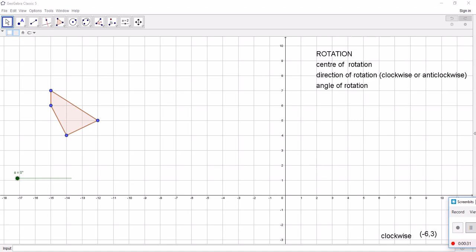Now, to be able to do that, you need 3 things. You need a centre of rotation. So, for instance, the hands of your clock rotate around the very centre of the clock. So where your 2 hands meet, that's your centre of rotation.